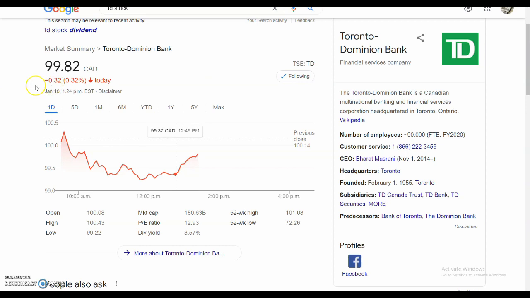I mean, I wouldn't put absolutely everything into one stock. You should diversify your generational wealth portfolio yourself. I can give you a couple suggestions if anybody wants some, but TD Bank is one of the best bank stocks. It's a very, very good one to have. If you're going to make your generational wealth portfolio, put in TD Bank.